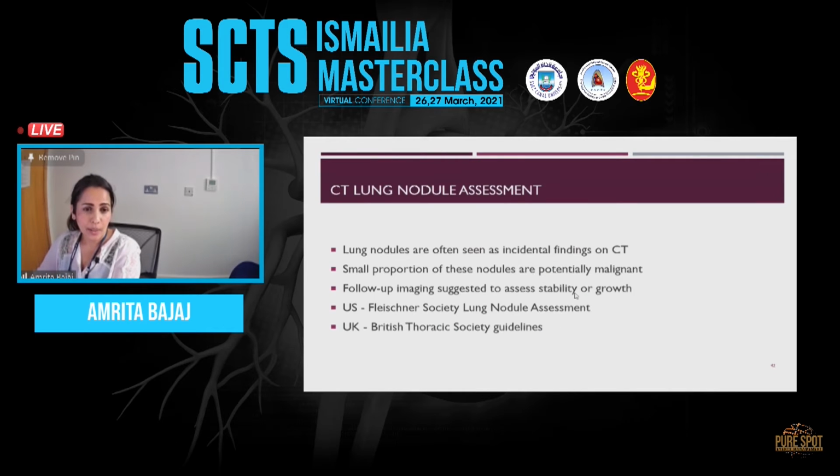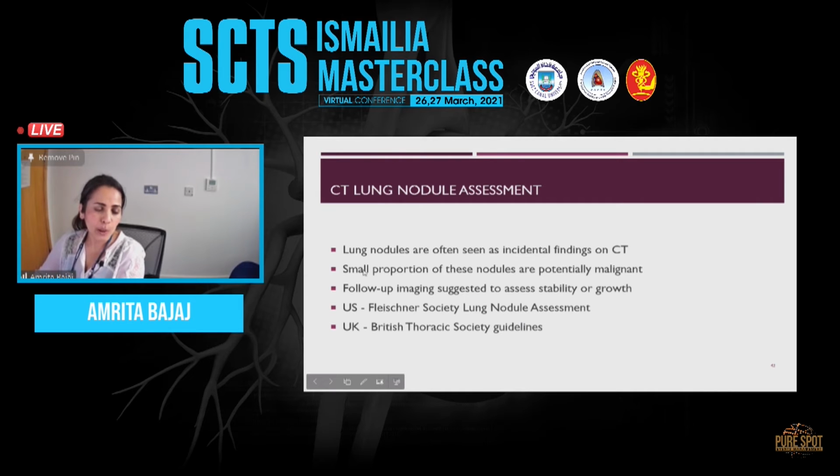Okay, so that brings us to the next thing, which is CT lung nodule assessment. Now, lung nodules are something that we incidentally pick up on any and every CT. It doesn't necessarily have to be a thoracic CT. They may have been done for completely different reasons. And we do have a follow-up, what we call a virtual nodule clinic, that we run in our trust and a lot of other trusts across the UK and I'm sure elsewhere.